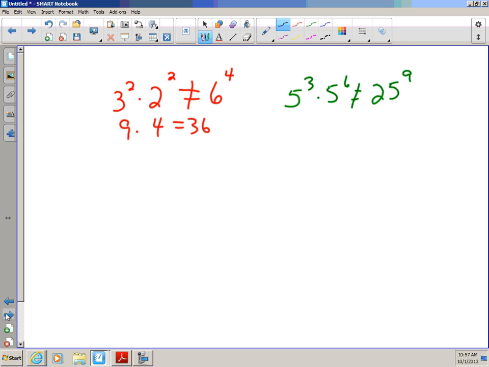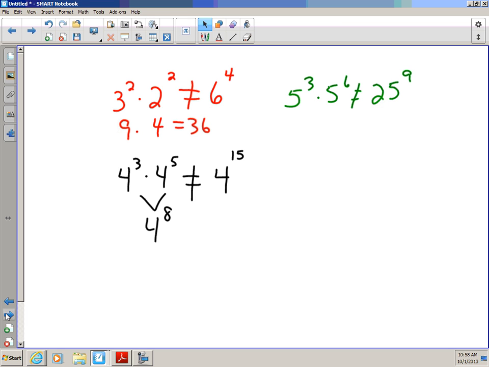And the last thing you have to be careful about, four to the third times 4 to the fifth, students will multiply these exponents. No, the rule tells us that this is 4 to the 8th power. Okay?